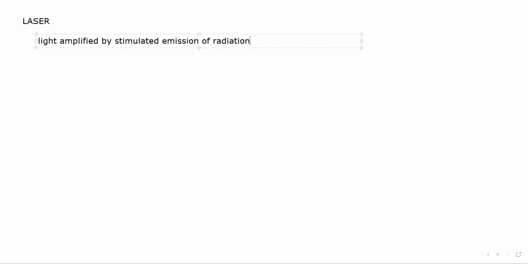What is the laser abbreviation? Laser means light amplified by stimulated emission of radiation. What is the meaning of light amplified by stimulated emission of the radiation?